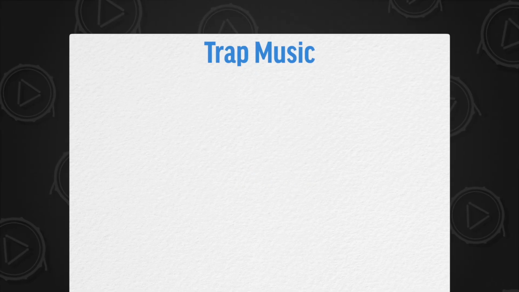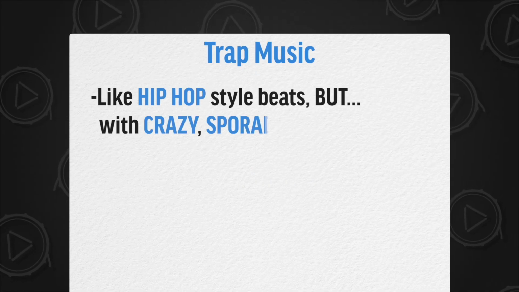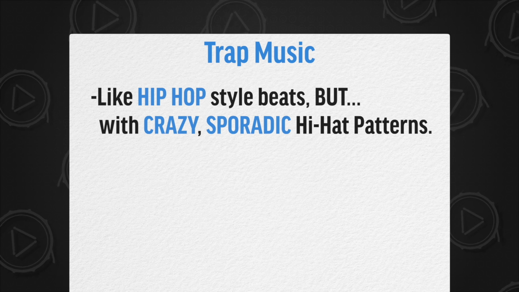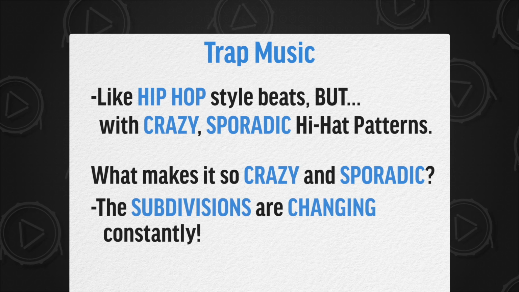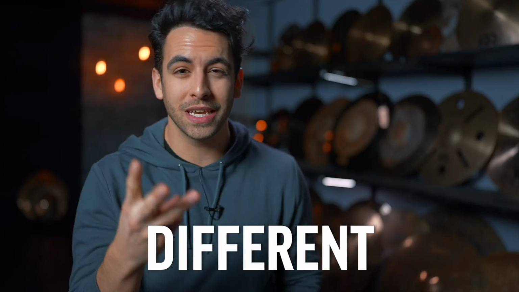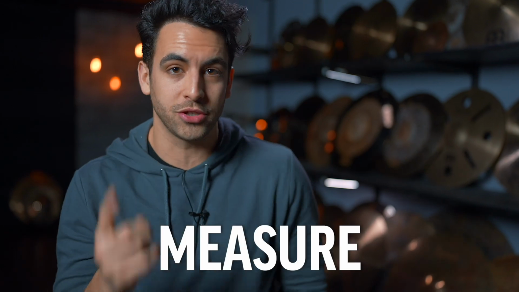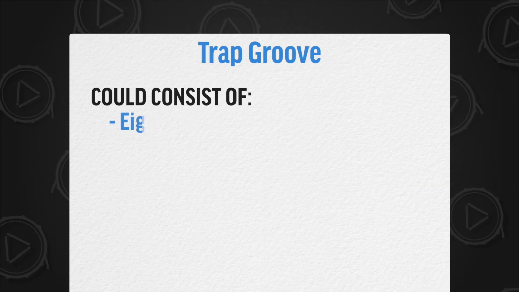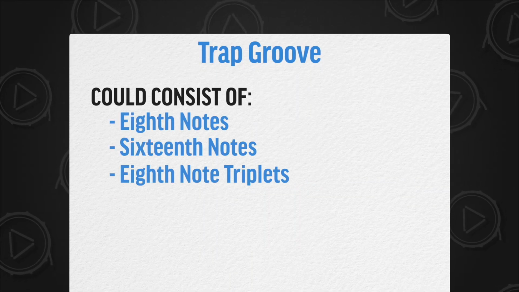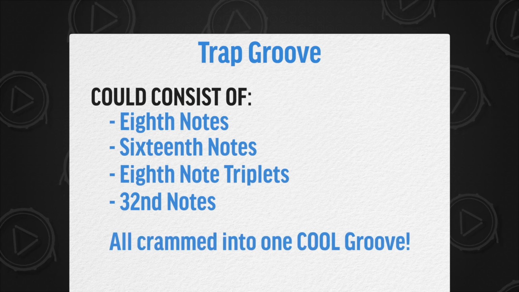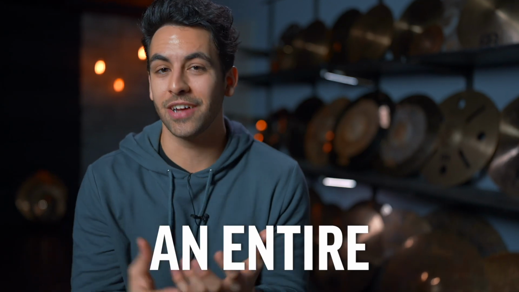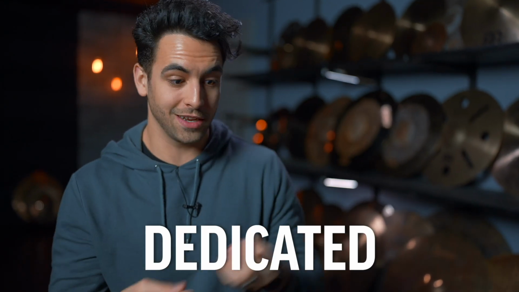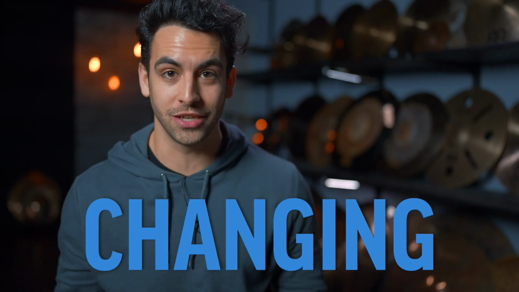So if you aren't familiar with what trap music is, it's essentially hip-hop style beats, but with crazy sporadic hi-hat patterns. So what makes the hi-hat so crazy and sporadic? It's that the subdivisions are changing constantly. You can have 3 different subdivisions of your hi-hat within one measure of a beat. So a trap groove could consist of 8th notes, 16th notes, 8th note triplets, 32nd notes, like all crammed in together in one really unique, cool sounding groove. And this is really exciting because there's basically an entire genre of music that is dedicated to hi-hat subdivisions changing. Crazy.